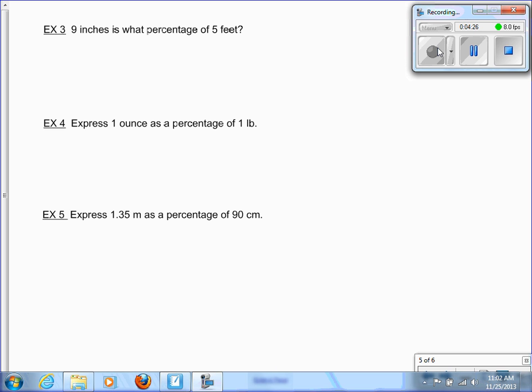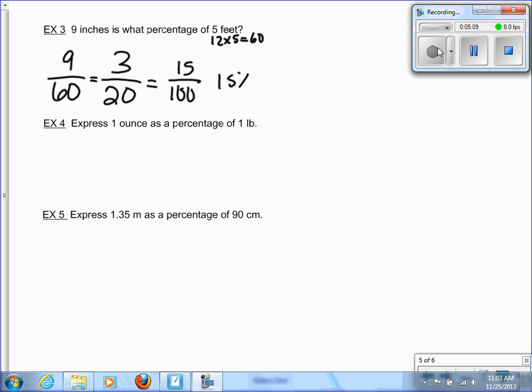Tell me how we could set up 9 inches is what percent of 5 feet? How about Ryan? Well, it would be 9 inches over 60 inches. And how did you get 60, Ryan? Well, it's because 5 feet, each foot is 12. Good. And then what'd you do? I divided each by 3. Okay, and what'd you get? 3 over 20, and then you would end up with 15 over 100, which is 15%. So 9 inches is 15% of 5 feet.